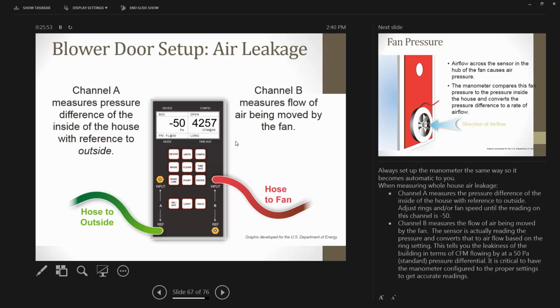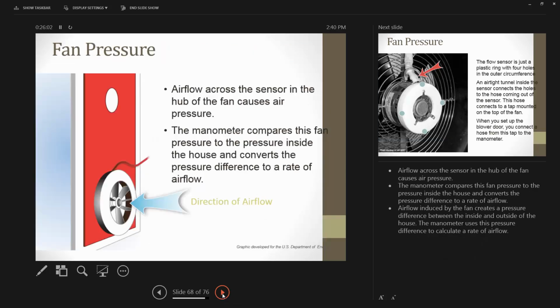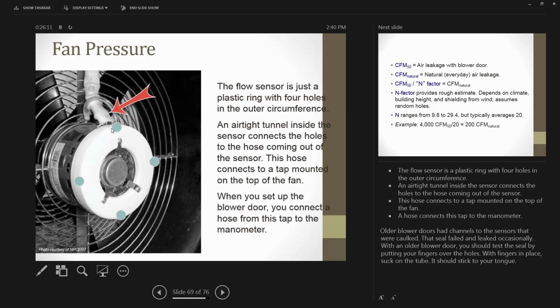And then the other channel is one that measures the airflow that's actually going through the blower door. So there's a little sensor in the door right at the fan, and that's what measures. There's a better picture of it there, right there. It's just a little flow sensor, and that's connected to your controller, and that's giving you your cubic feet per minute reading on that.